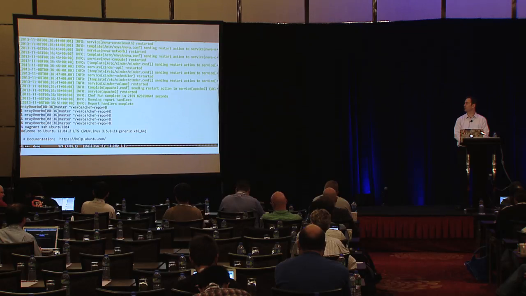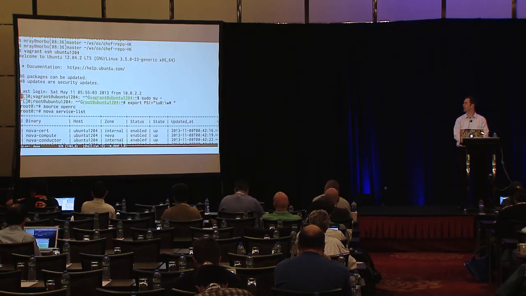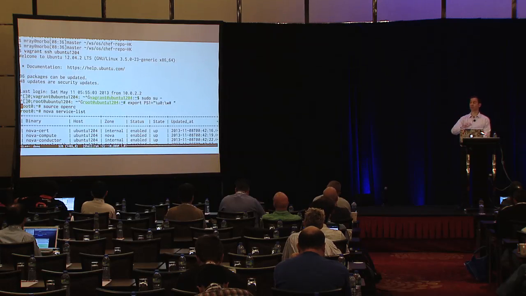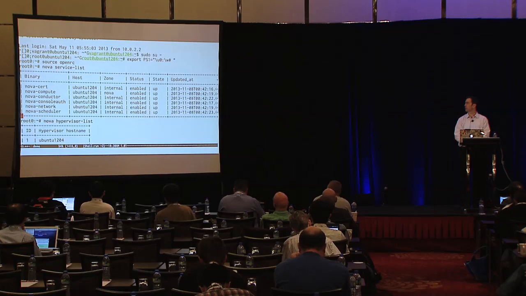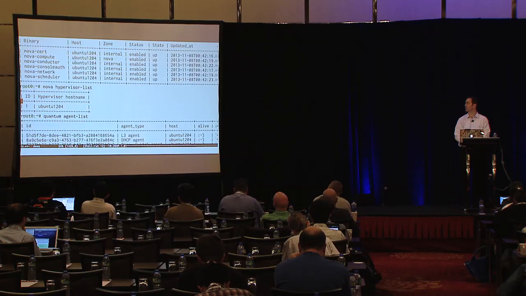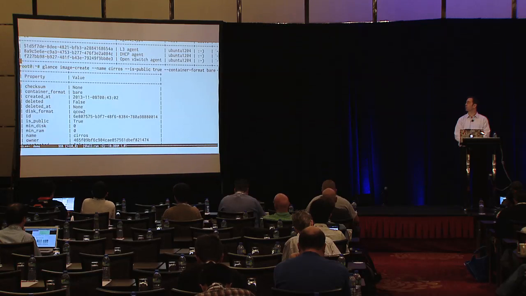And then on the live machine, I did vagrant ssh Ubuntu 12.04 and logged into my VM. Here I fixed the PS1. I sourced the openrc. This is all in the instructions. I listed my Nova services, and they all came up. The list of the hypervisors, the Quantum agents. And then I did glance image create, the Cirros image from the URL that's in all the documentation. And that brought in our Glance image.